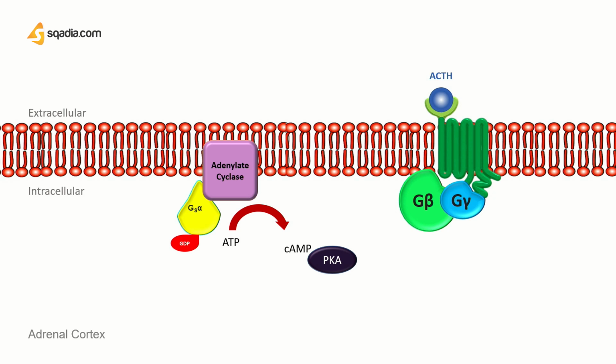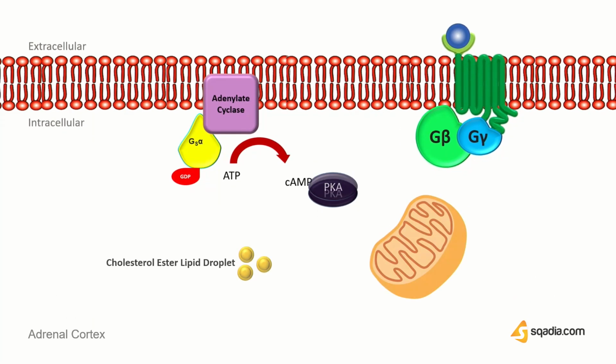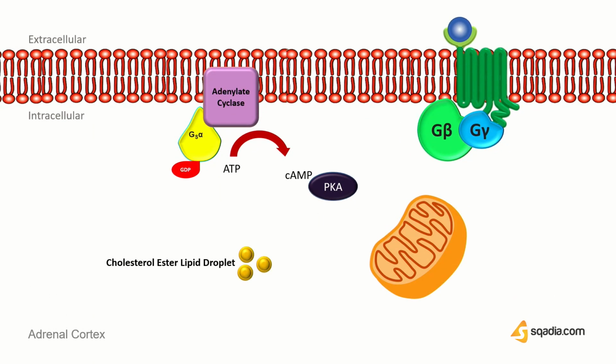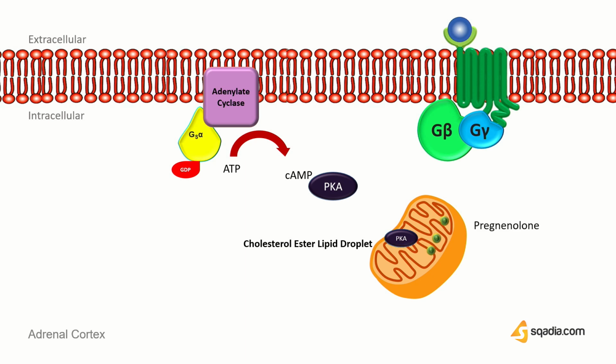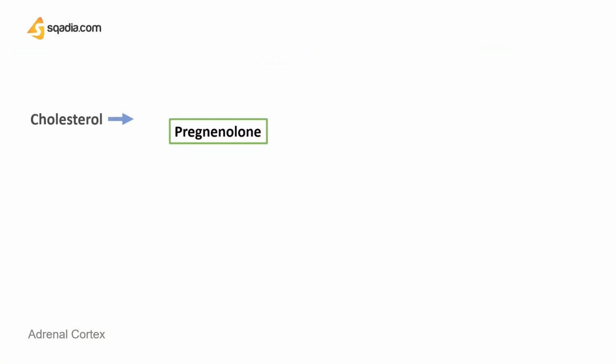steroid hormones. So this pathway starts from the conversion of cholesterol ester lipid droplet by the mitochondrial side chain cleavage system enzymes to cholesterol and pregnenolone in the mitochondrial matrix. Now, pregnenolone, by the action of multiple enzymes, will be further converted to other steroid hormones, namely cortisol, aldosterone, and other precursors for androgens. So let's see how this is actually happening.